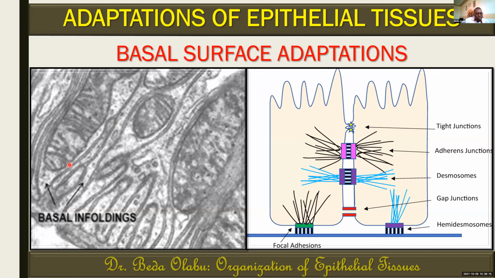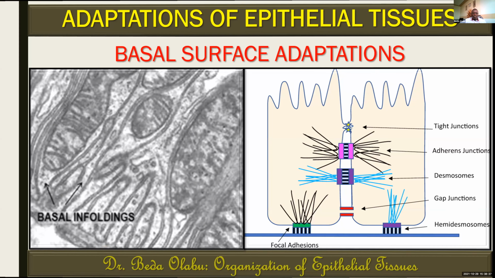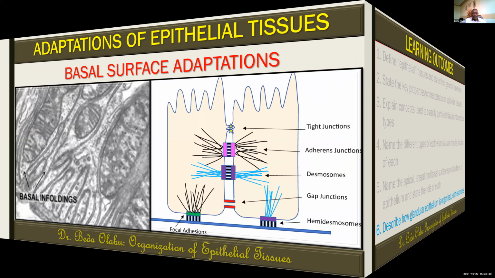Then the basement membrane of the basal epithelium, basal side of the epithelium may fold a lot, and this is what we call basal membrane infoldings. Basal membrane infoldings are just mechanisms of increasing the surface area of the basal side of the epithelium. Again, adaptation for absorption. So those are the epithelial adaptations.